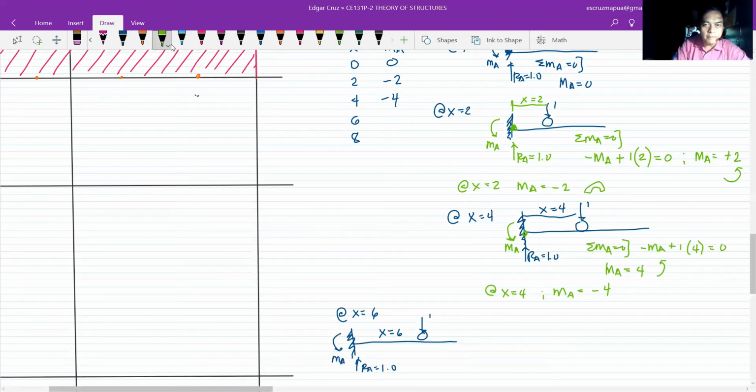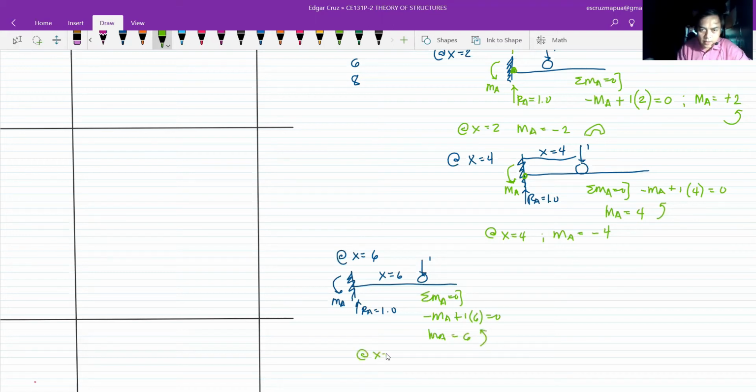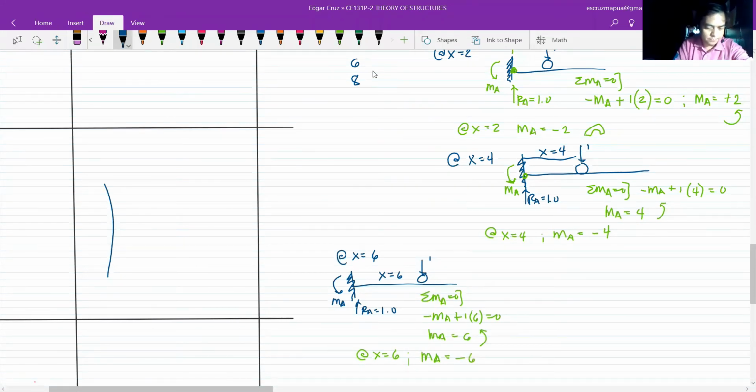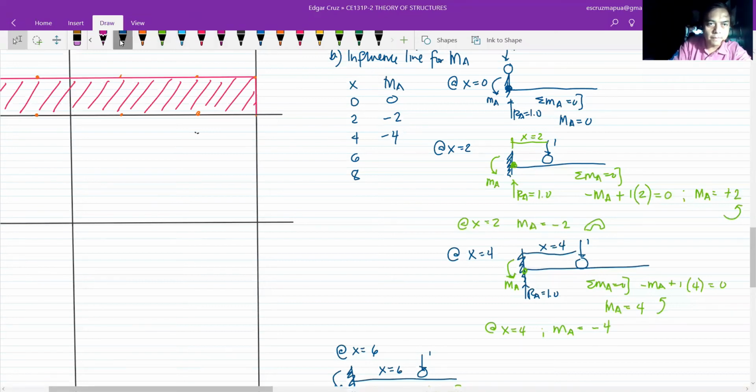So again, if I sum up moment at A equal to 0, so it would be negative MA plus 1 times 6 equals 0. Therefore, I could say that MA is equal to 6 counterclockwise. And again, at x equals 6, the true sign for MA is negative 6. Kasi counterclockwise, it makes the cantilever beam sad face, kaya negative 6. So, balik tayo dun sa table. Okay? So, it would be negative 6.